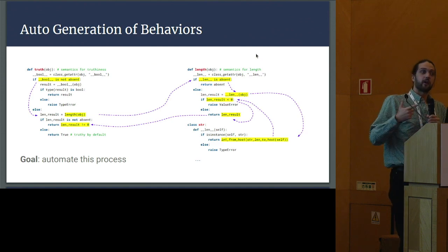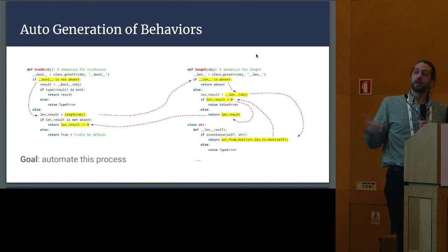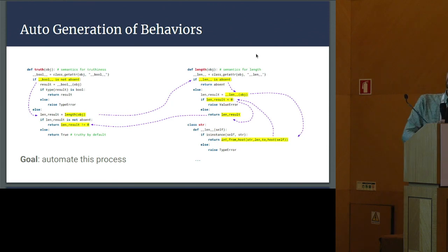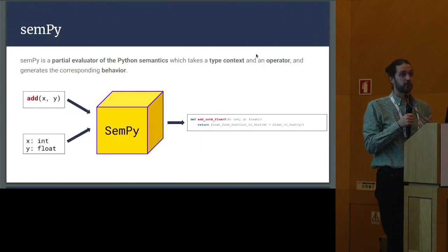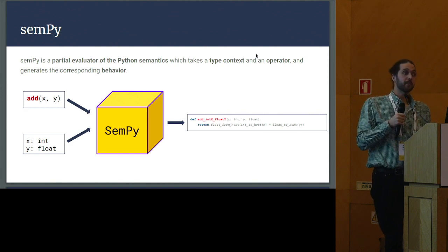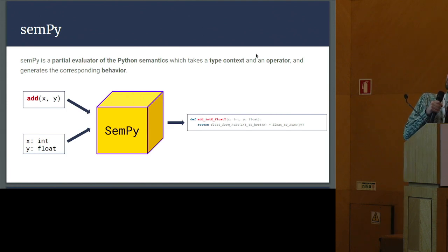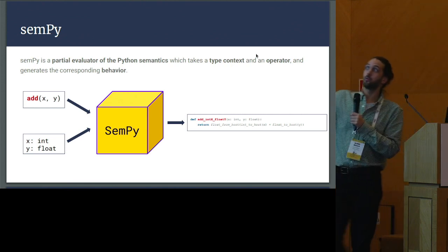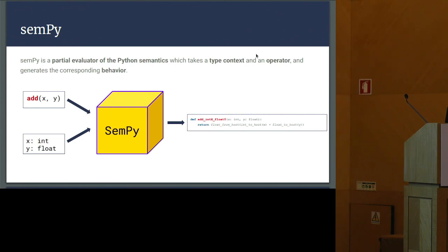But there are dozens of methods and dozens of types, so we cannot do that by hand, and the goal would be to automate that whole process we've been through. And this is where our partial evaluation comes in. We wrote a tool called semPy, for semantics of Python. I was also doing karate at the time, so I called it semPy. That's the name. What it does is it takes an operator, which could be, for example, the operation for addition. It takes a type context, for example, that x and y are int and float, and it outputs the corresponding behavior.